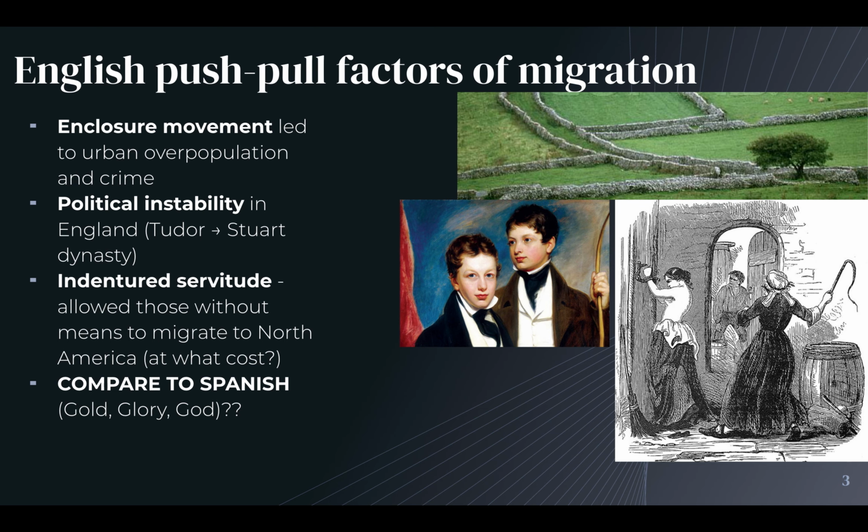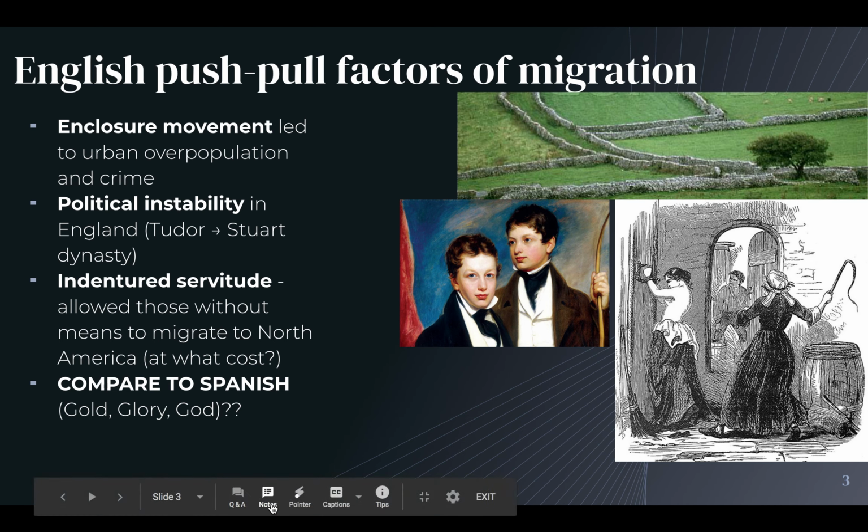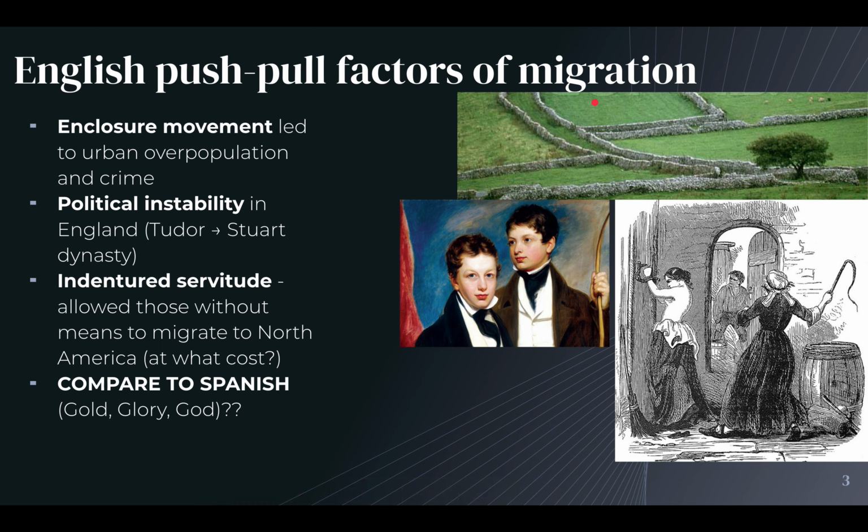Essentially, it was an enclosing of previously common farmland. Often the land used to be open for people to graze their cattle in a common space. But over time, the landlords, the people who actually owned that land, started to fence it in. So if you were a tenant farmer and you relied on that land to graze your cattle, you suddenly had no place to do that.